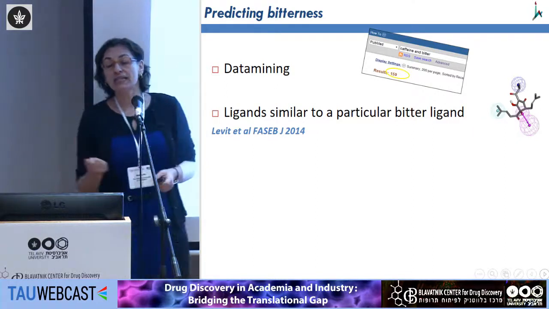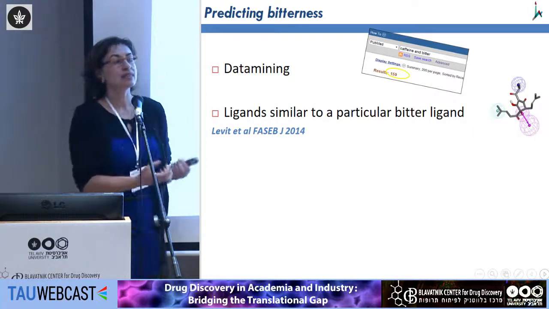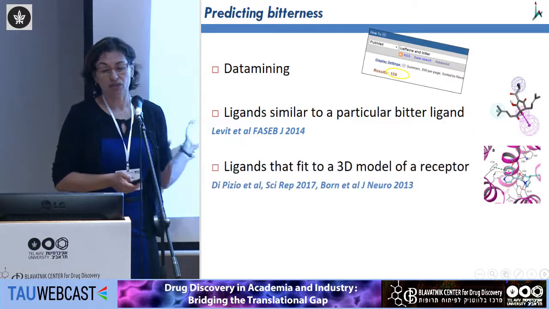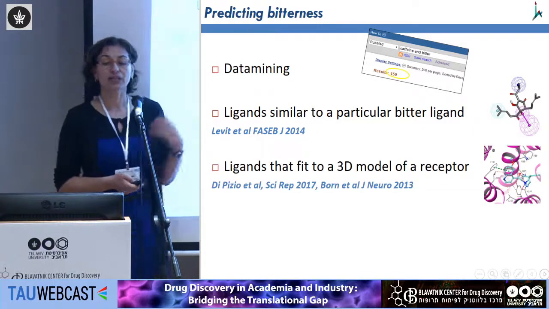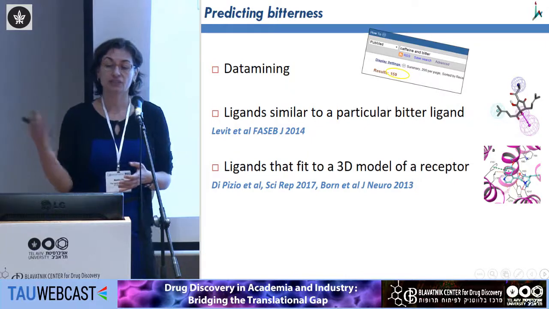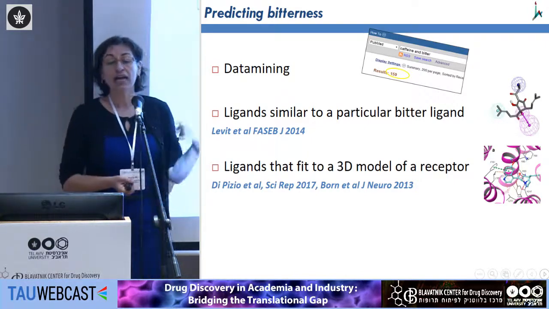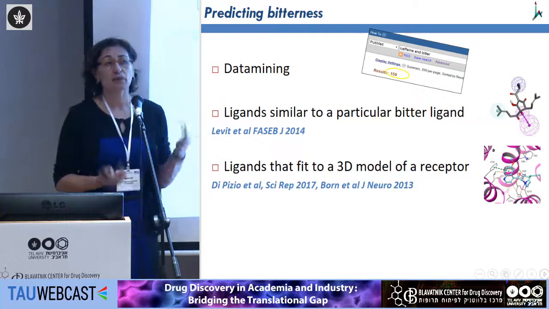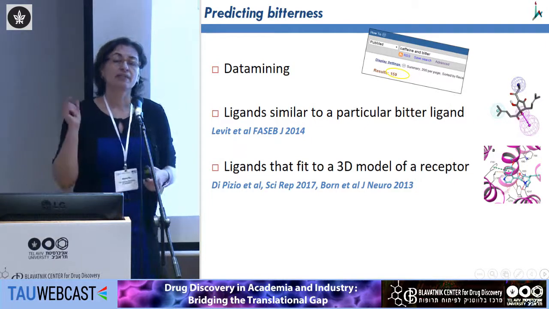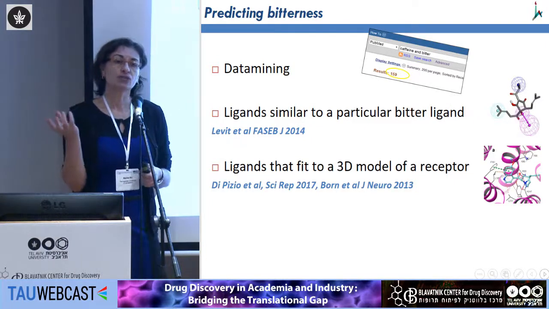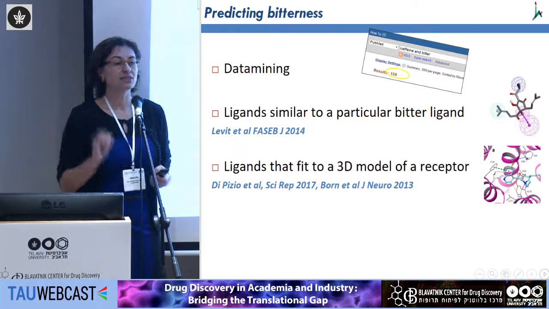Then we can search for ligands that are similar to known particular bitter ligands, and we have done that. You can look for ligands that fit into a 3D model of receptors, similar to what I showed you before. We have done that as well, but we have also found that the same binding site can actually recognize different ligands in different ways.